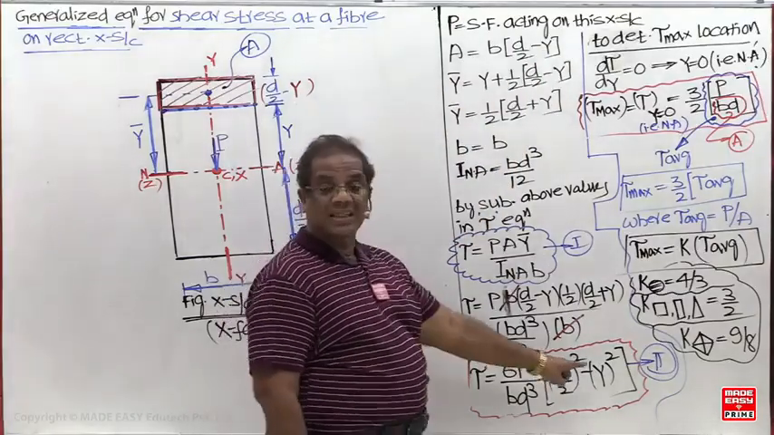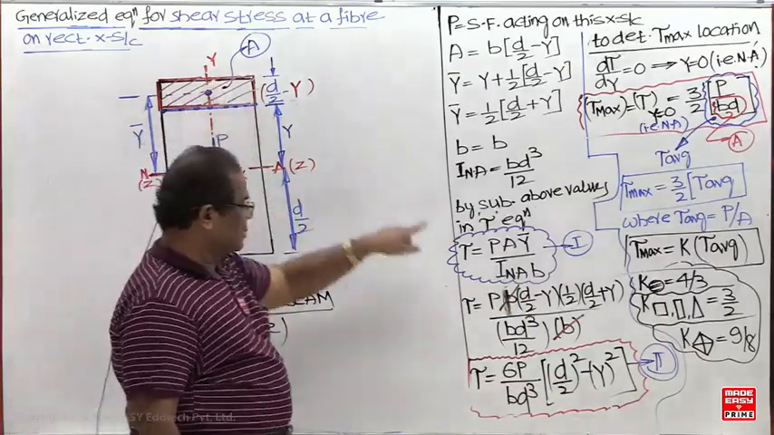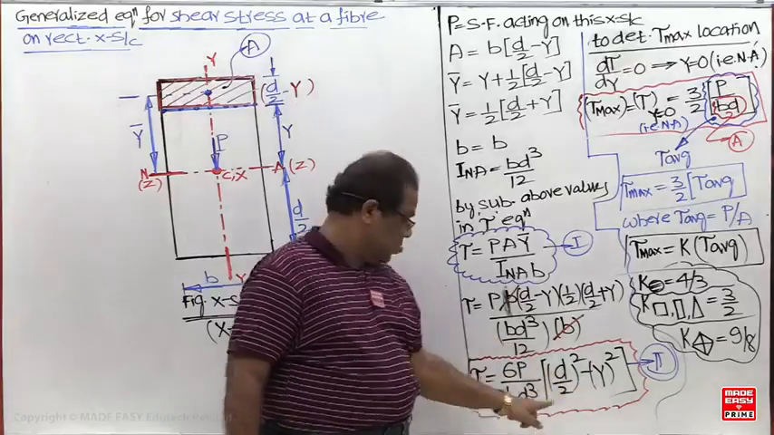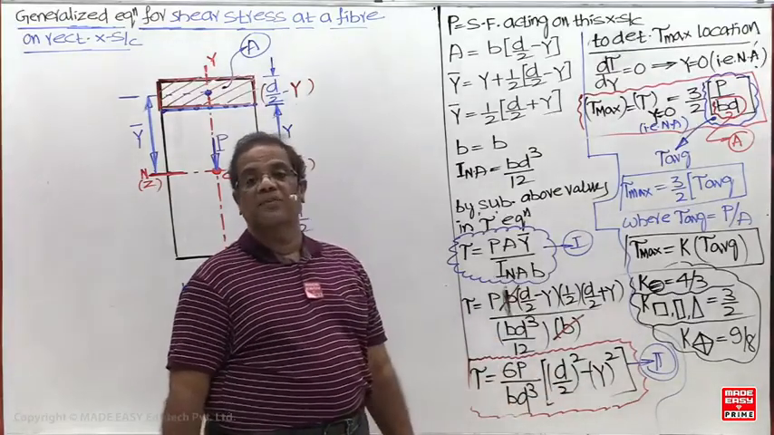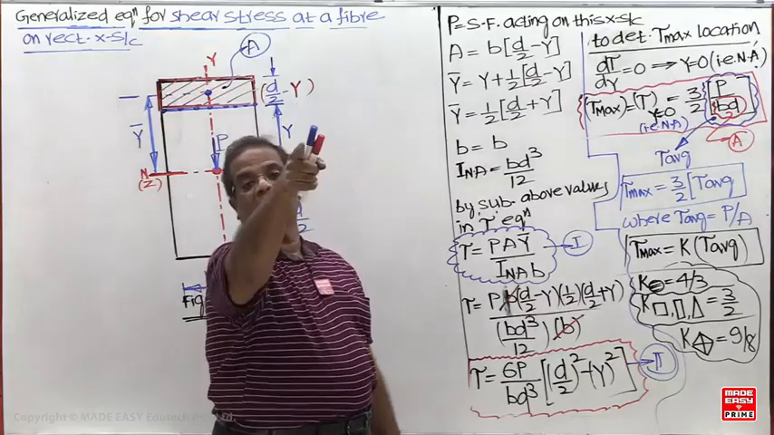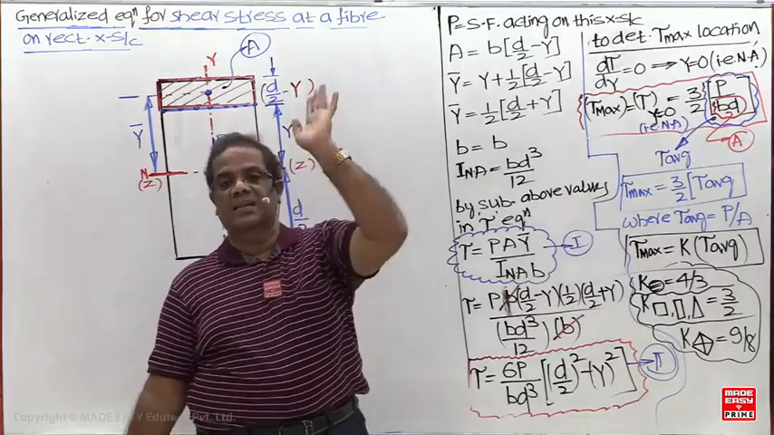Next, at the extreme fiber, bending stress is maximum. But at the extreme fiber, what is the y value? At the extreme top and bottom, the y value is d by 2. Shear stress is 0. So what is the state of stress? At the extreme fiber, only bending stress is there. Bending stress is maximum, shear stress is 0. That's why it is always a uniaxial state of stress at the extreme fiber.